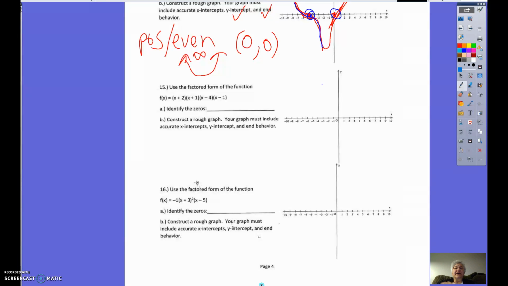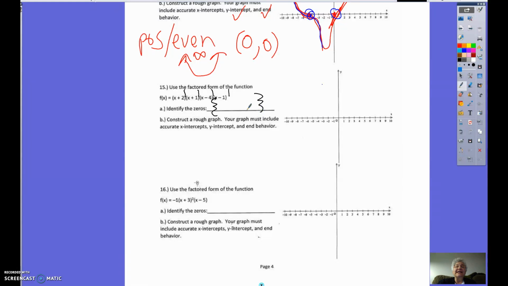Okay, last video. Seems that it only takes it in 15-minute increments. Number 15, I'm looking at all of the different exponents. All of the exponents are 1 for all four factors. All four factors help us determine what the zeros are.